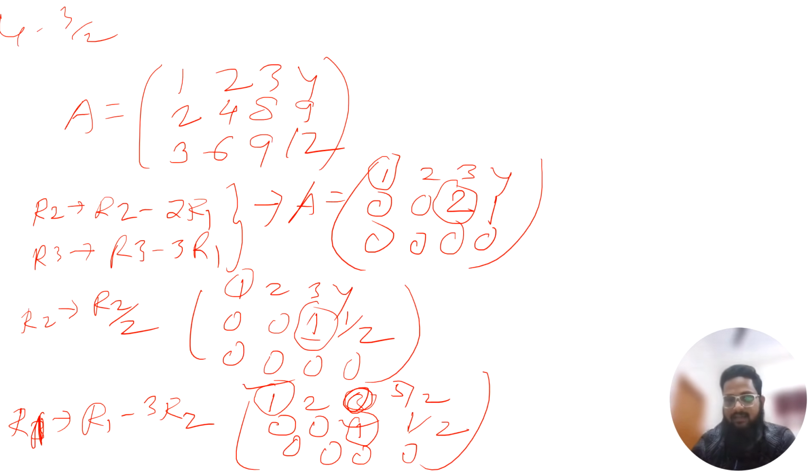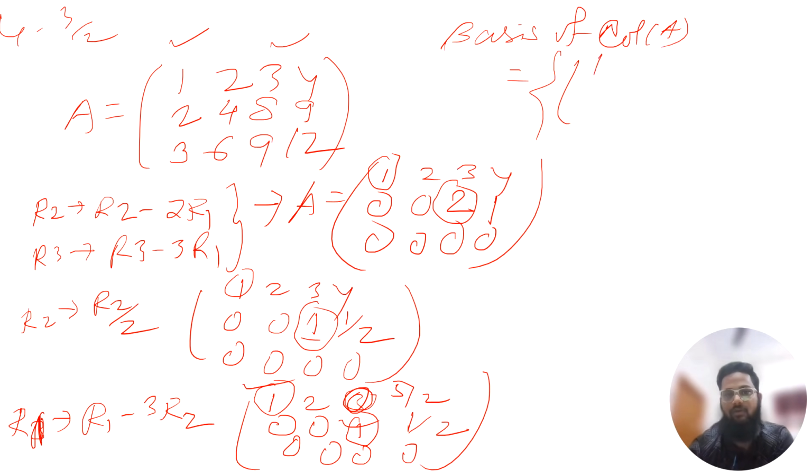So first and third. So from the main matrix we will take the first and third. So the basis of column space of A is nothing but the first column 1 2 3 and the third column 3 8 9. So this is the basis of column space, right?